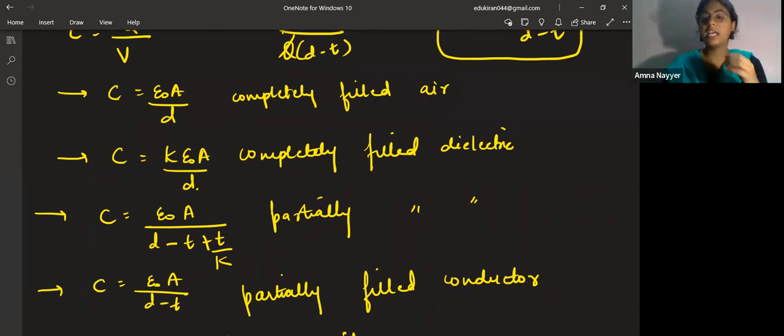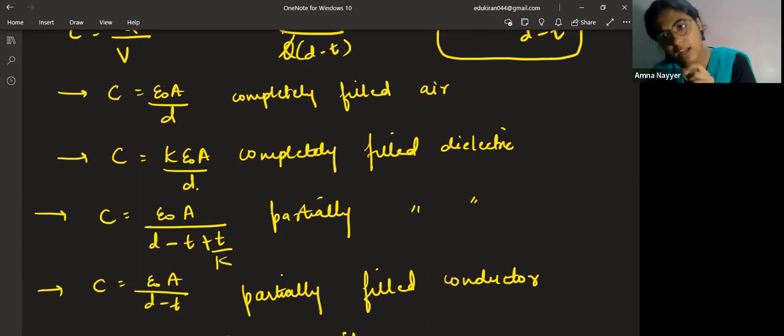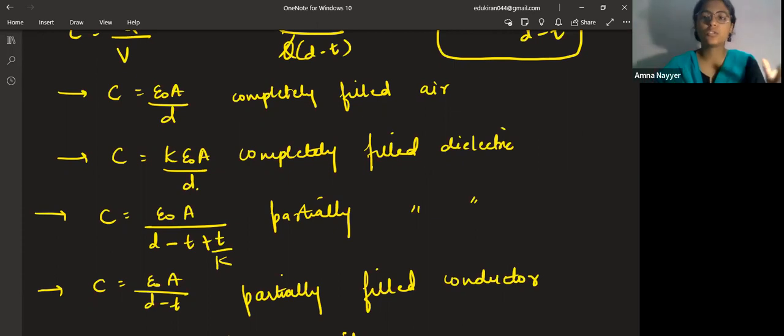Fine. If it is filled with dielectric medium, whatever is the value of dielectric constant, you will multiply it with it. All right. So K times it will become whatever is your original value. Let's say C naught is the original value. So you will multiply it with K. So K C naught it will become. So your capacitance will anyhow increase by K times.